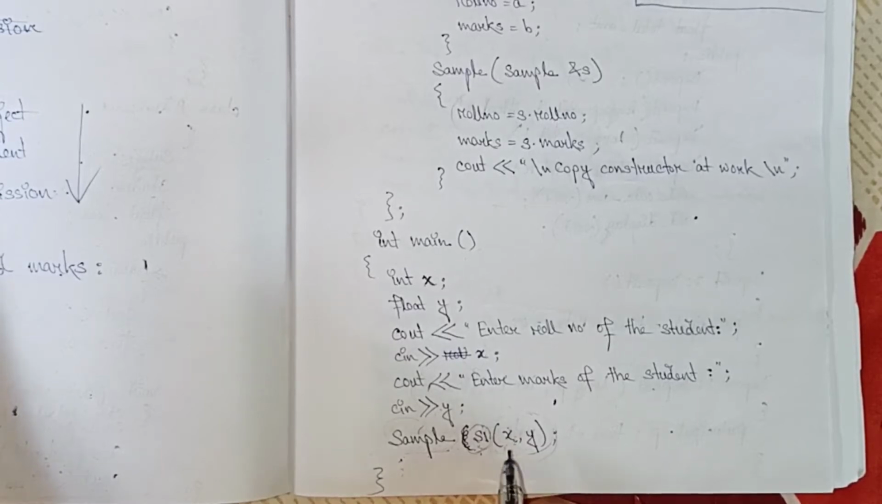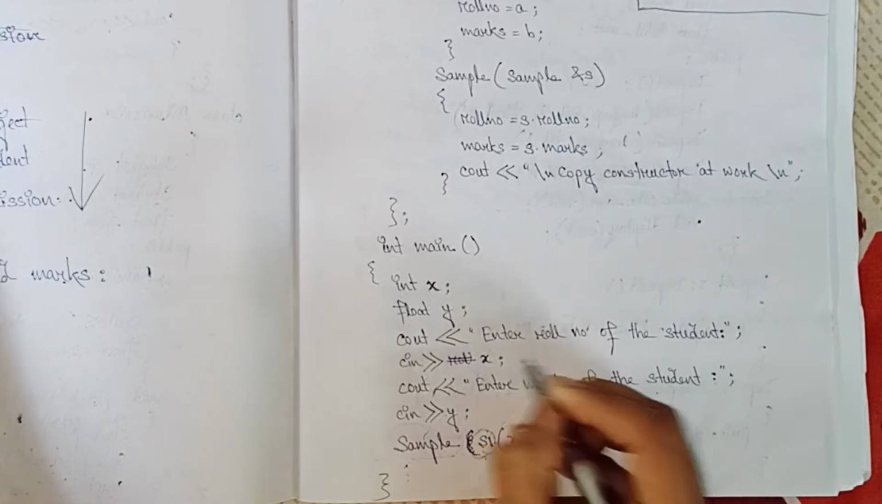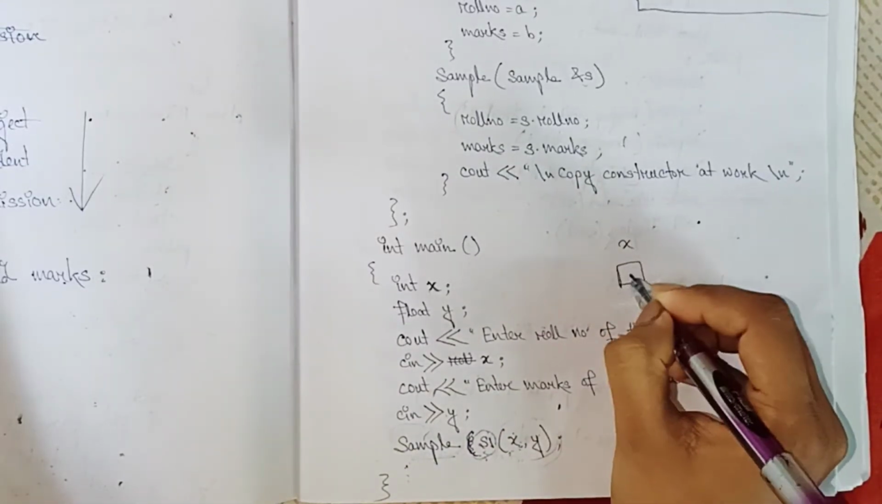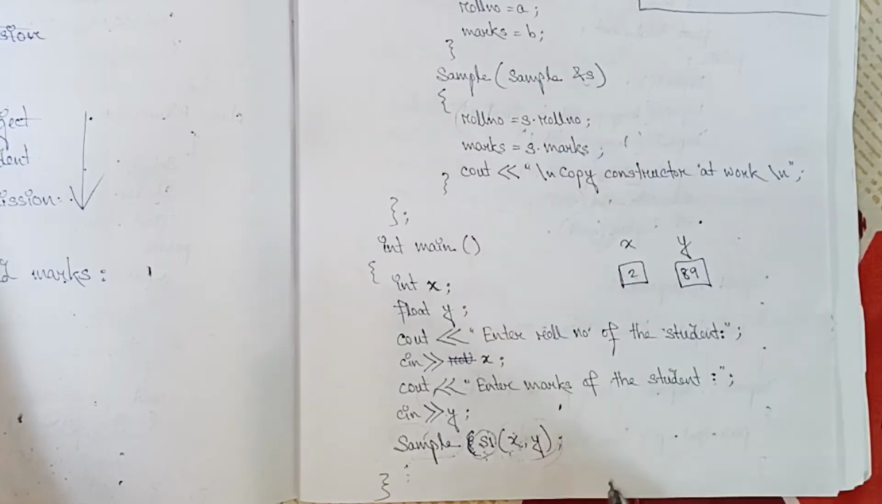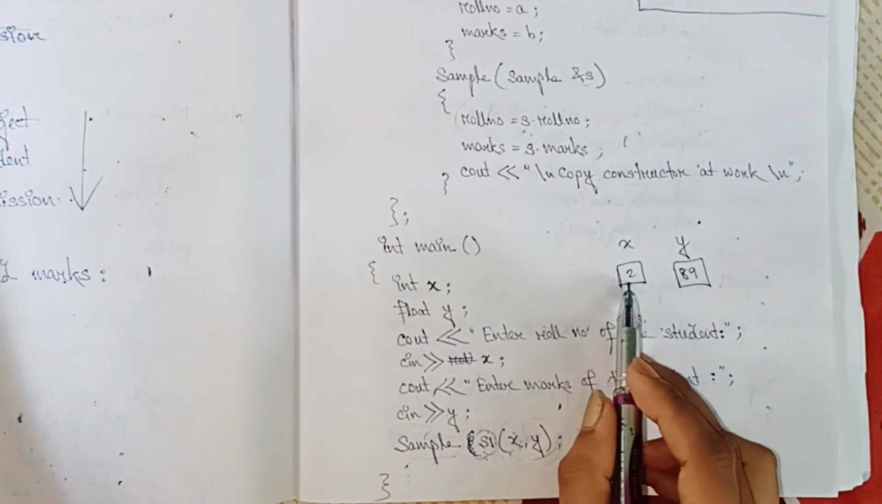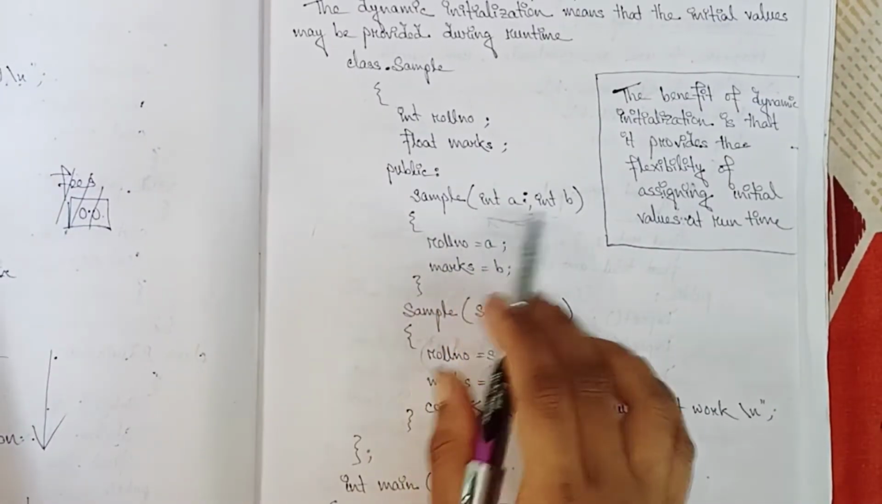Whenever the user provides values to x and y, depending upon that value the S1 will take its value. Suppose the user provides the roll number, where x is the roll number 2 and y is marks, and I have written 89. What will happen is that 2 and 89 will be passed to x and y, and it will invoke the parameterized constructor.